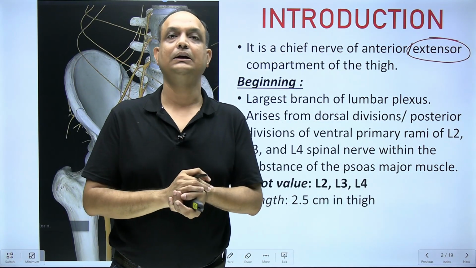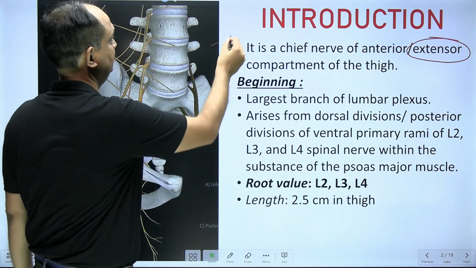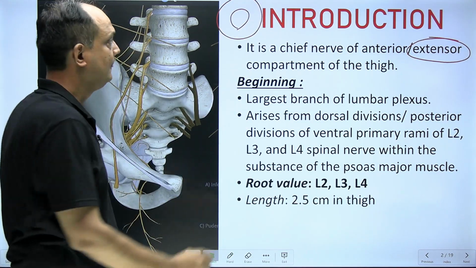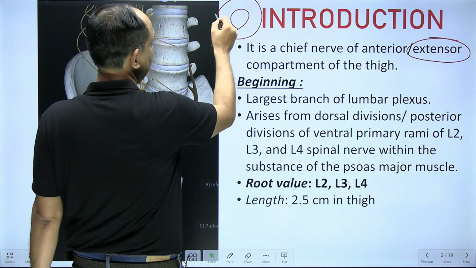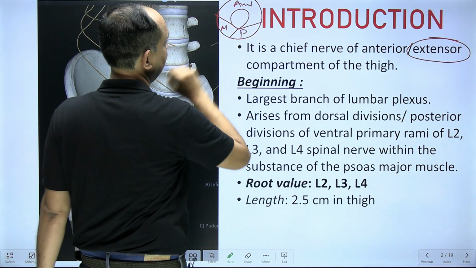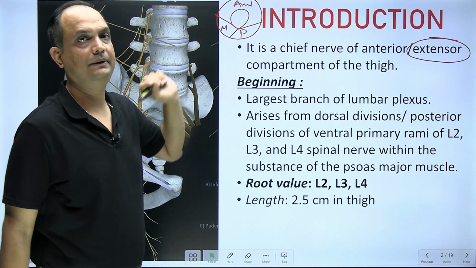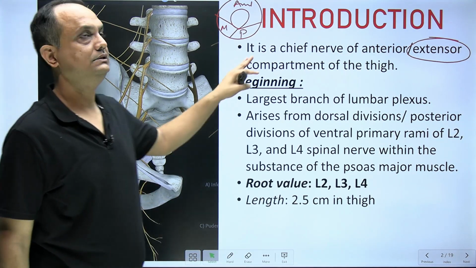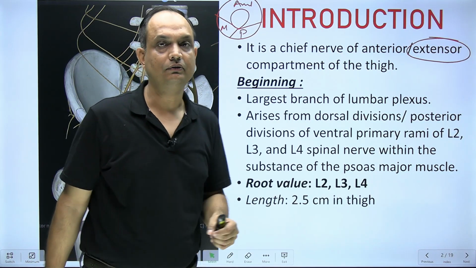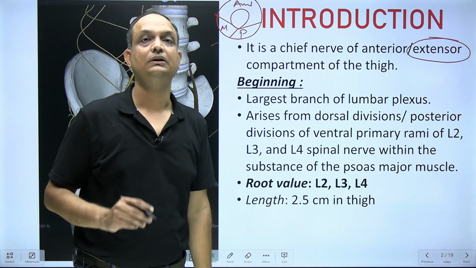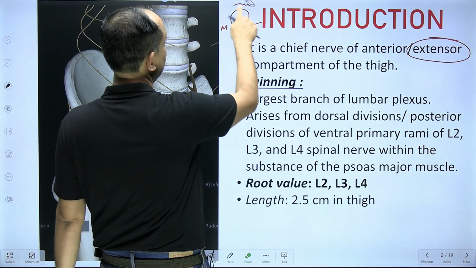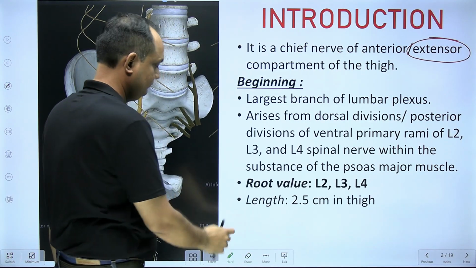When you are talking about the compartments of the thigh, there are three compartments. There is a femur in the center, and this is the outer part of the thigh, which is divided into three compartments: the anterior compartment, the medial compartment, and the posterior compartment. In the anterior compartment, the nerve we are discussing today is the femoral nerve. In the medial compartment, the nerve is the obturator nerve, and in the posterior compartment, you will have the different branches of the sciatic nerve. So in the anterior compartment, you have a nerve predominantly, and that is your femoral nerve.